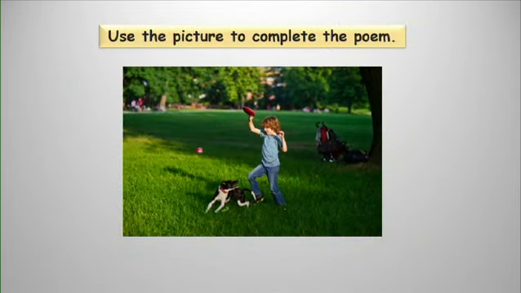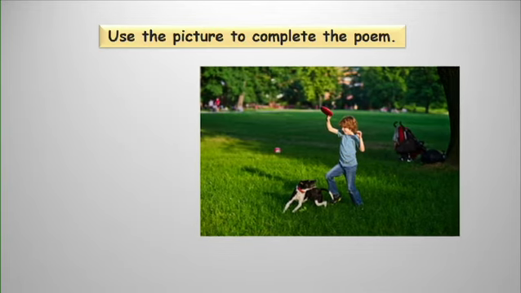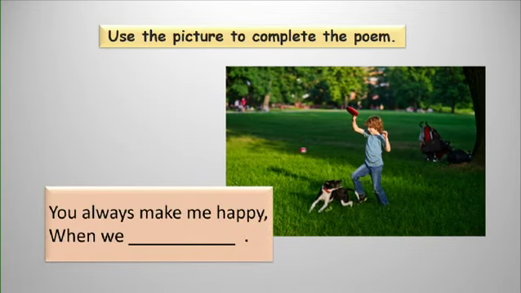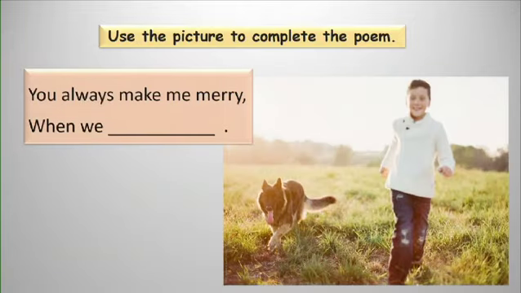Use the picture to complete the poem. This first one is being done for you. You always make me happy when we play together. Now try this one. You always make me merry when we run together.